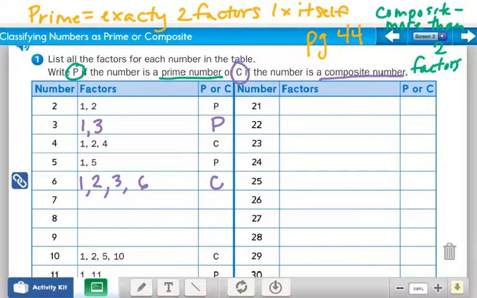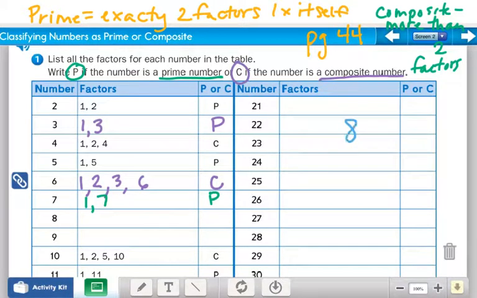Now again, I'm going to work off to the side. I would do this on my whiteboard if I were you, not in my math journal. I know I can always start with 1 times itself. There are no other factors for 7 other than 1 and 7. Go ahead and fill that out next to the number 7. If it has exactly two factors, 1 times itself, it's prime, and so we'll put the letter P for prime.